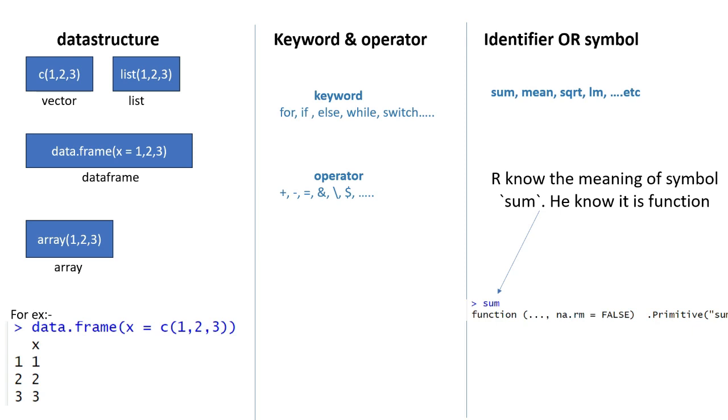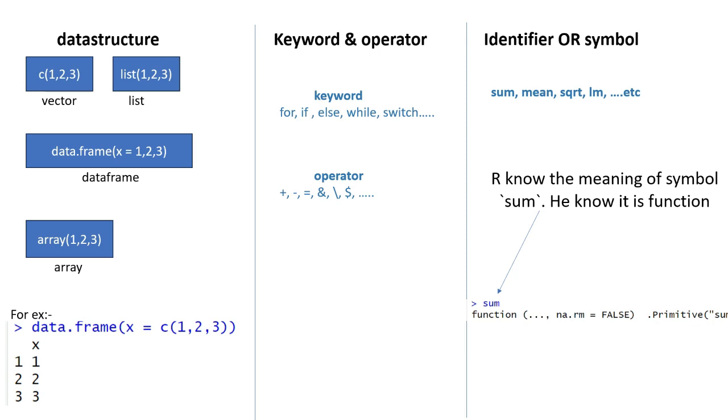So vector, list, data frame, array, and all the other data structures, it already knows. You don't need to tell it that this is an array, this is a vector, this is a list. It already knows. If you type data frame dot something or any data structure in the console, it returns it to you, because it already knows, that's why it is able to return it.